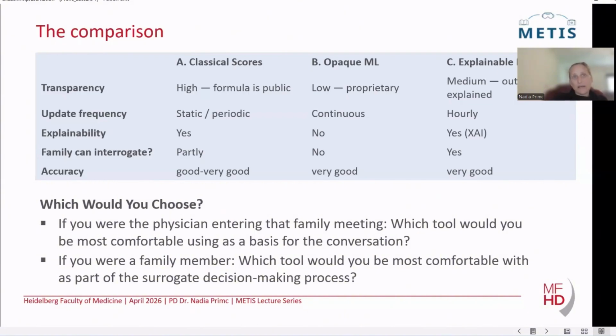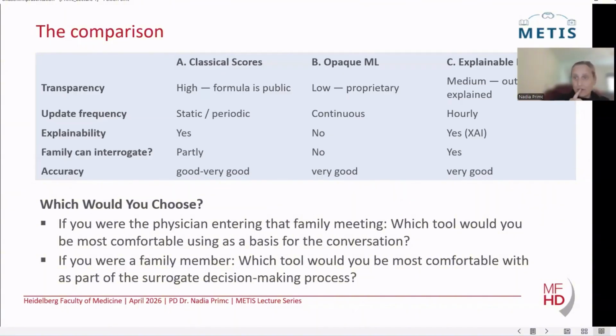And the question I would like to ask you is, being confronted with these three scenarios, if you were the physician, the doctor, preparing to go into that family meeting, which of these three tools would you feel most comfortable using as the basis of the conversation? Or the other way around, if you were a family member of that patient, being asked to make decisions on behalf of your father, husband, or brother, whoever this patient is to you, which of these three tools would you feel most comfortable with as the basis for that conversation?